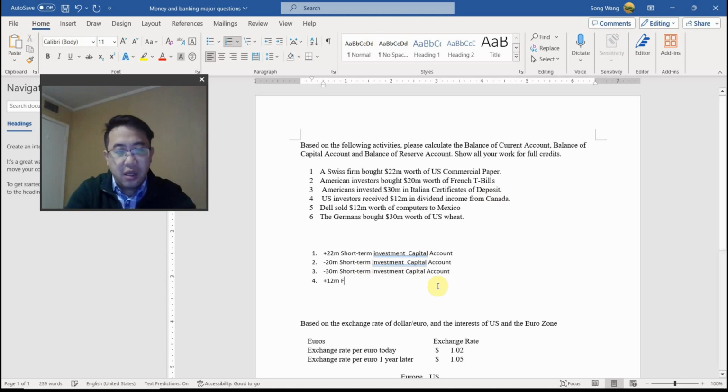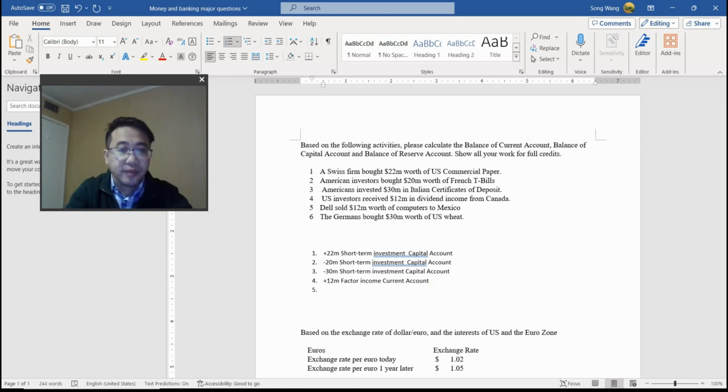And we call this a factor income because it is an income generated from investment. And even though it's related to investment, the income per se, like dividend and interest, belongs to the current account. These are factor incomes, and they belong to the current account. So it's just something you need to remember hard.